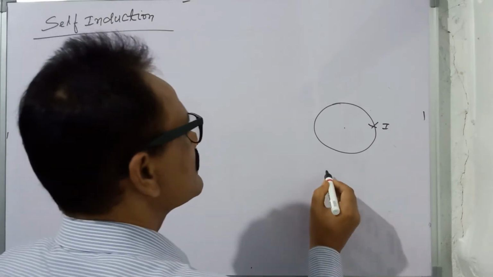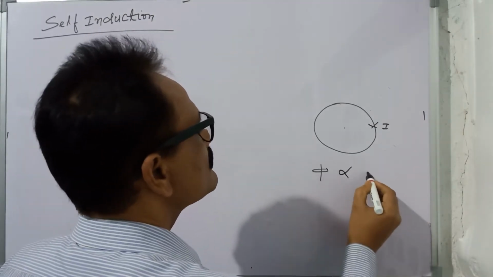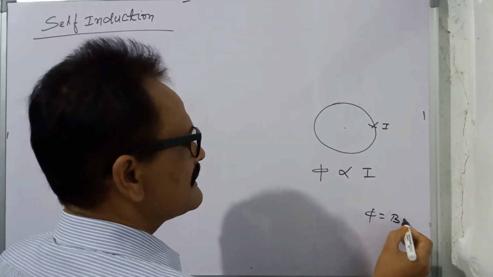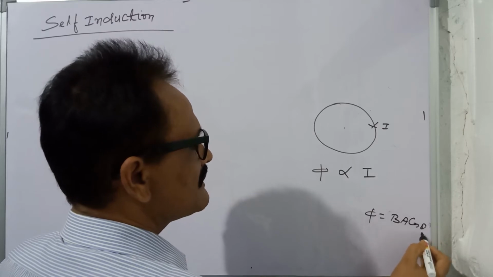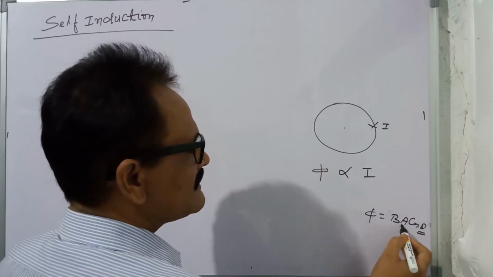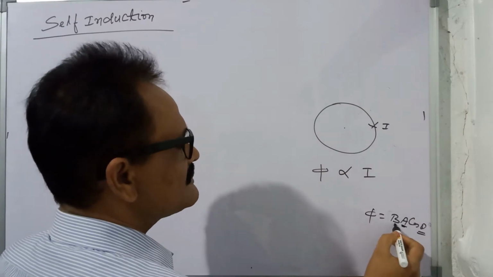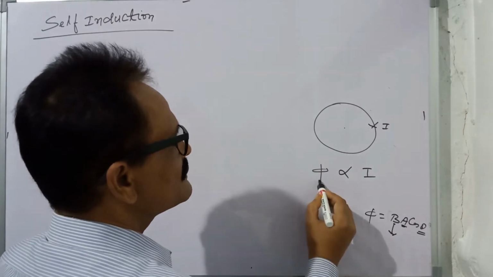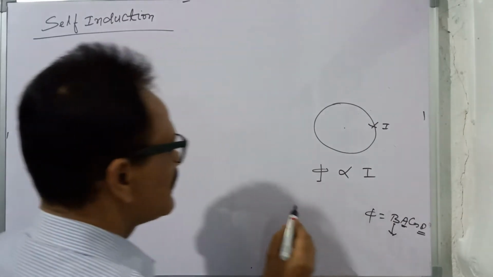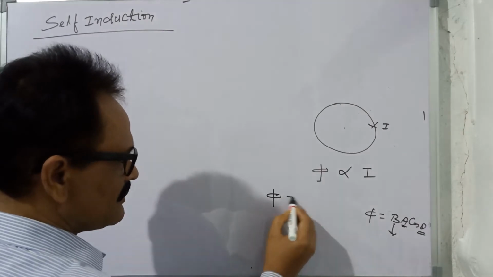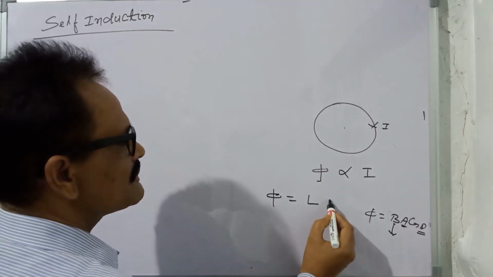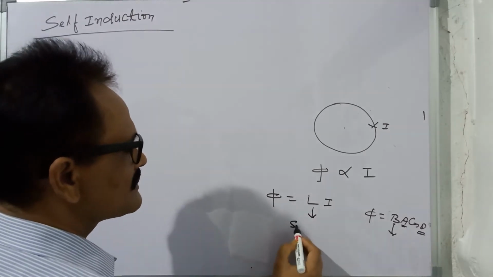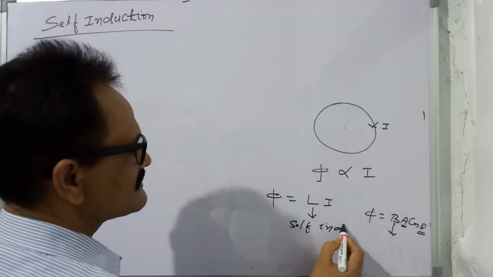At first, the flux is directly proportional to the electric current, because the flux is equal to BA cos theta. Here theta is constant and A is constant, so B will change if the electric current changes. So we can say that this flux is proportional to electric current. Now I am going to multiply a constant, so phi is equal to Li, and this constant L is known as the self inductance.